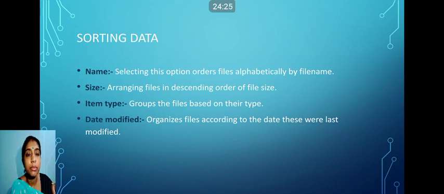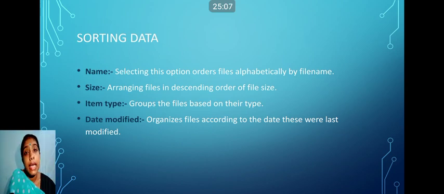Now the second option which we have studied was sorting data. We have seen that data can be sorted in 4 different ways. The first one is name, second is size, third is item type, and the fourth is date modified. With name, you can arrange your files in alphabetical order, either ascending or descending, A to Z or Z to A. Generally we want A to Z, so that searching of files becomes easy.